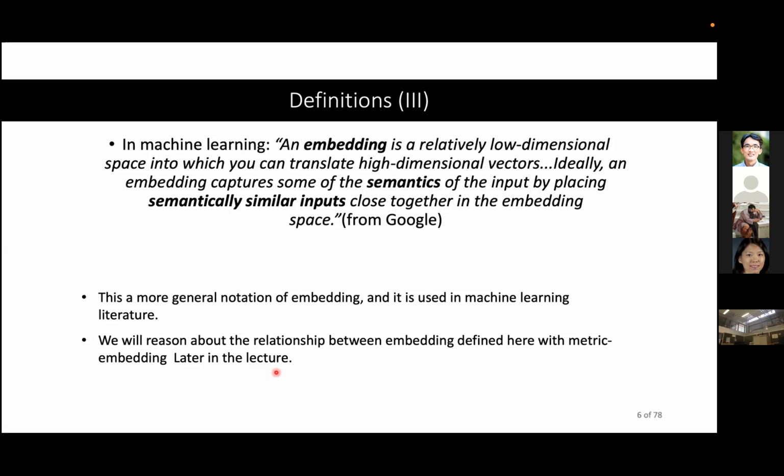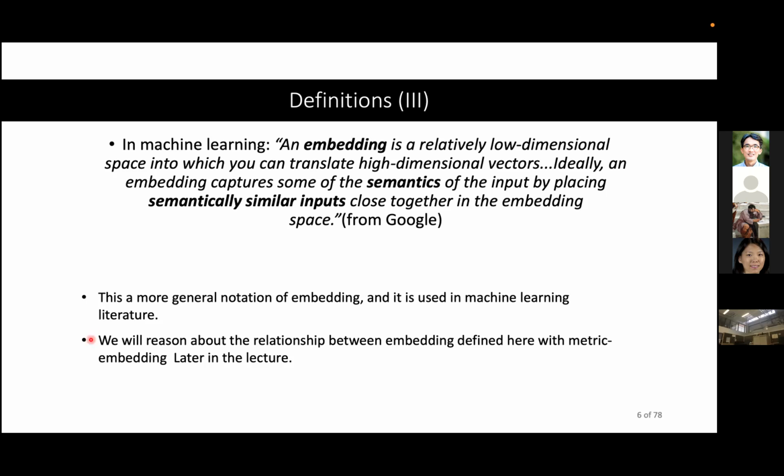I just want to give some definition of embedding in general in machine learning. When we talk about embedding, normally we don't just confine ourselves to a metric space. We say that embedding is basically what's learned from an encoder model to a latent space, where we expect that the latent space has some semantic similarity between the inputs that can be mapped into some structure of the latent space. It's a more general notion of embedding, and it's not confined to a metric space.